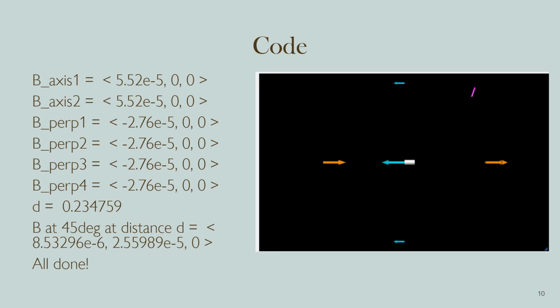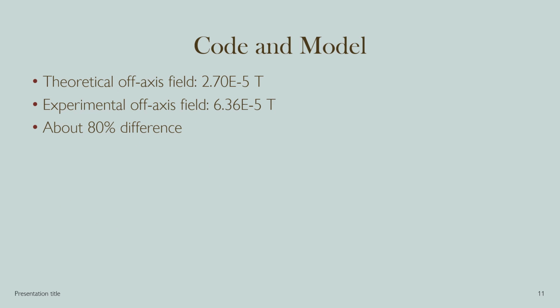Below is the output of our code, and as you can see on the left, we have all of our values for the different observation points, as well as the magnetic field at the 45-degree angle at distance d. For the code and model, we found that the theoretical off-axis field should have been equal to 2.7 times 10 to the negative 5 teslas, but our experimental off-axis field was 6.36 times 10 to the negative 5 teslas. This is about an 80% difference.